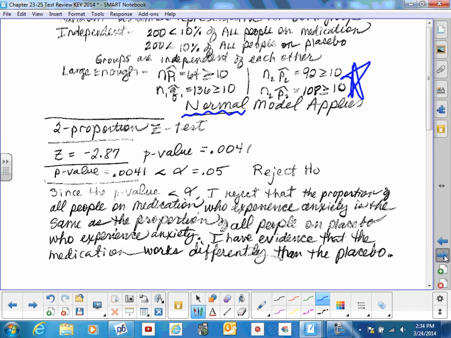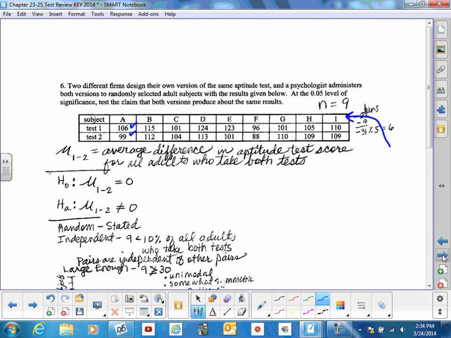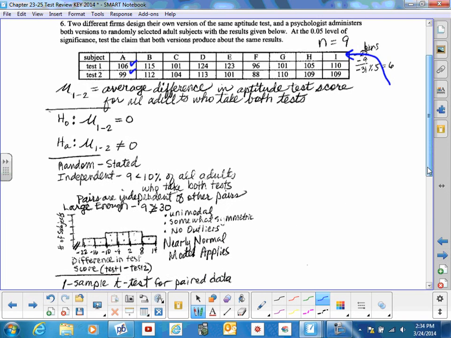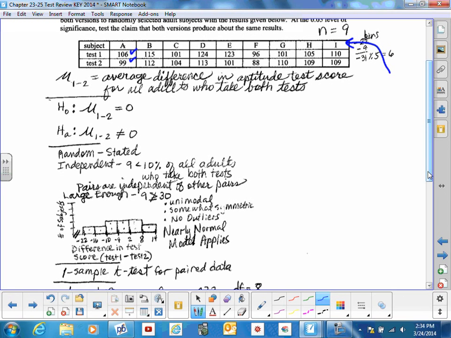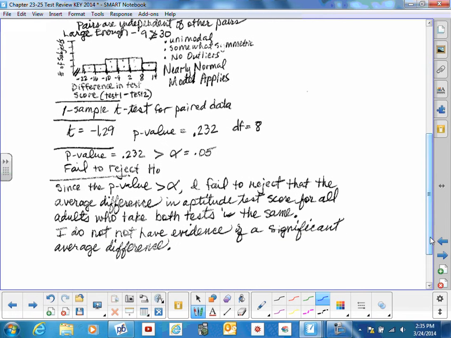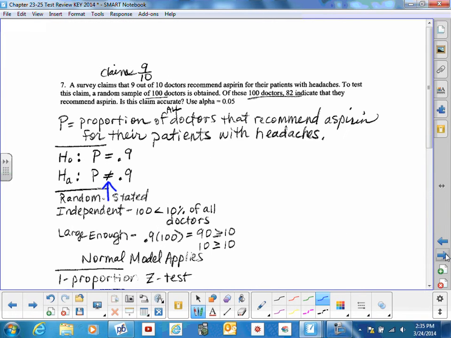Okay, and so on. Number 6, the only question I got on that is how did I know this one was paired? And the answer is because each subject took 2 tests. It was 1 person, 2 tests, so there's really only 1 sample. Okay, that's the only question I've gotten on that one. Next.